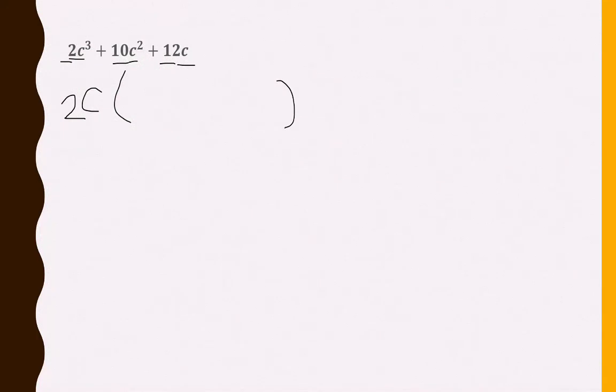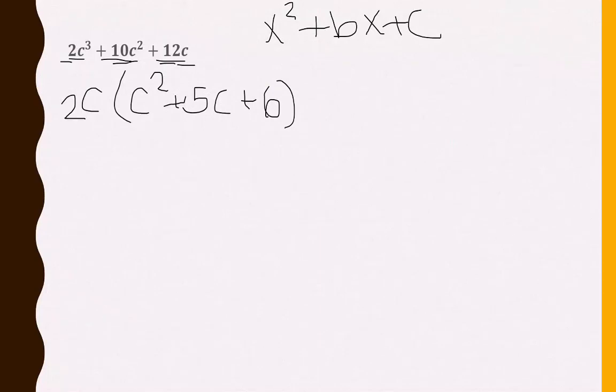Next, in parentheses next to it, I want to say what's left over. So if we divide out a 2c from this 2c cubed, we're going to be left with a c squared. If we divide out from our 10c squared a 2c, we're going to be left with 5c. And if we divide our 12c by 2c, we're left over with just a 6. Now this matches our x squared plus bx plus c form, which tells us that we're allowed to do this old-fashioned factoring. So what we want to work with now is we know we're going to have a 2c, we never lose that, and then we're going to have two binomial factors.